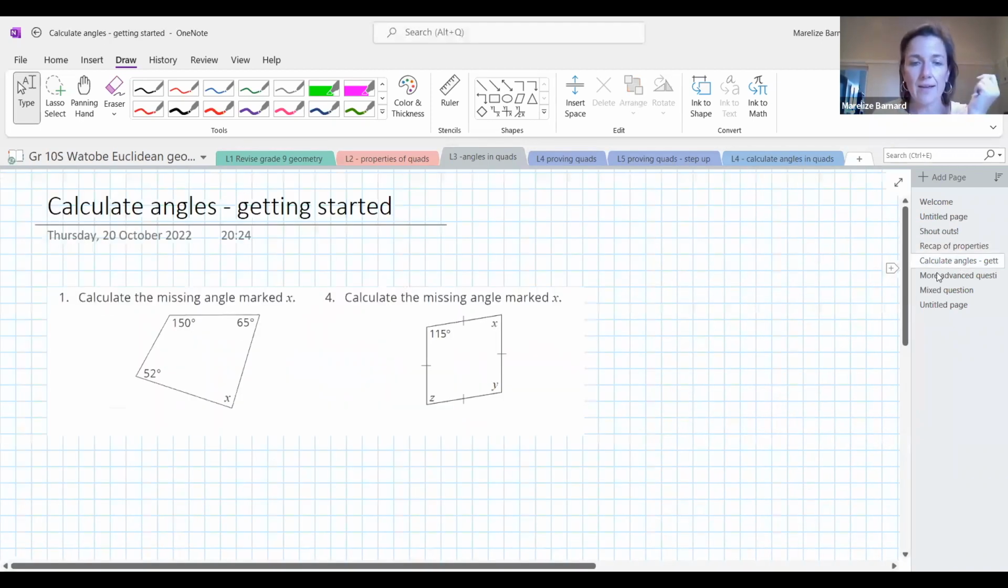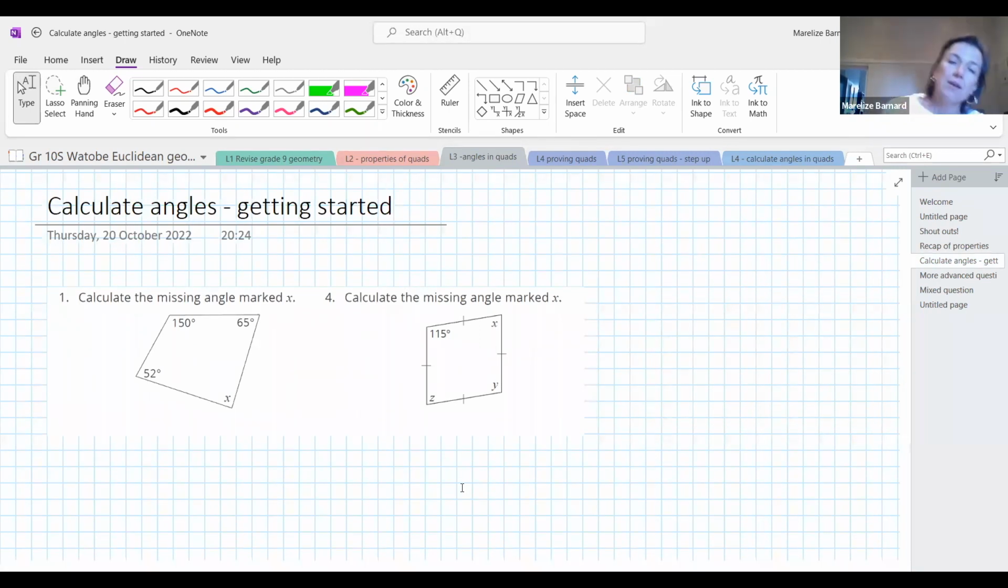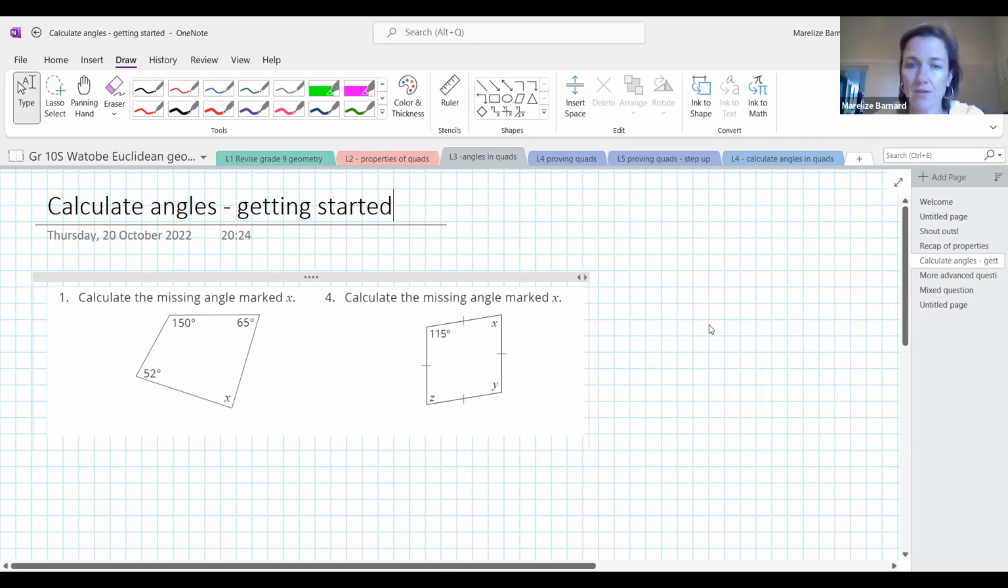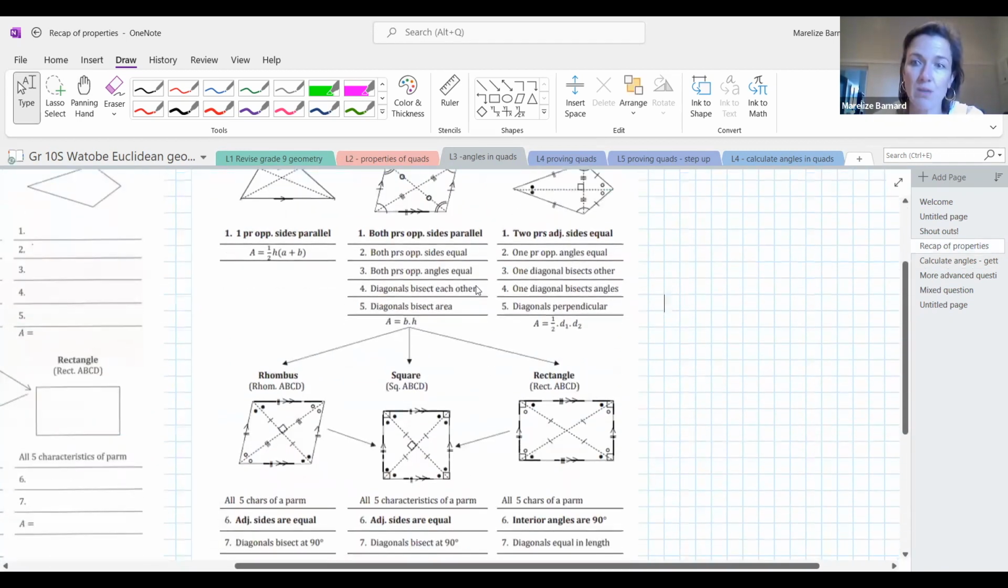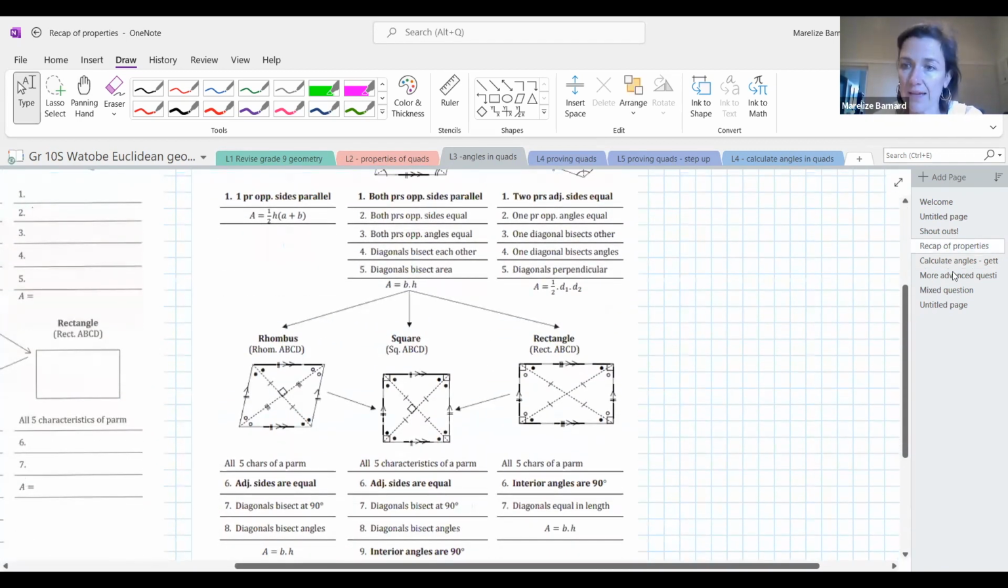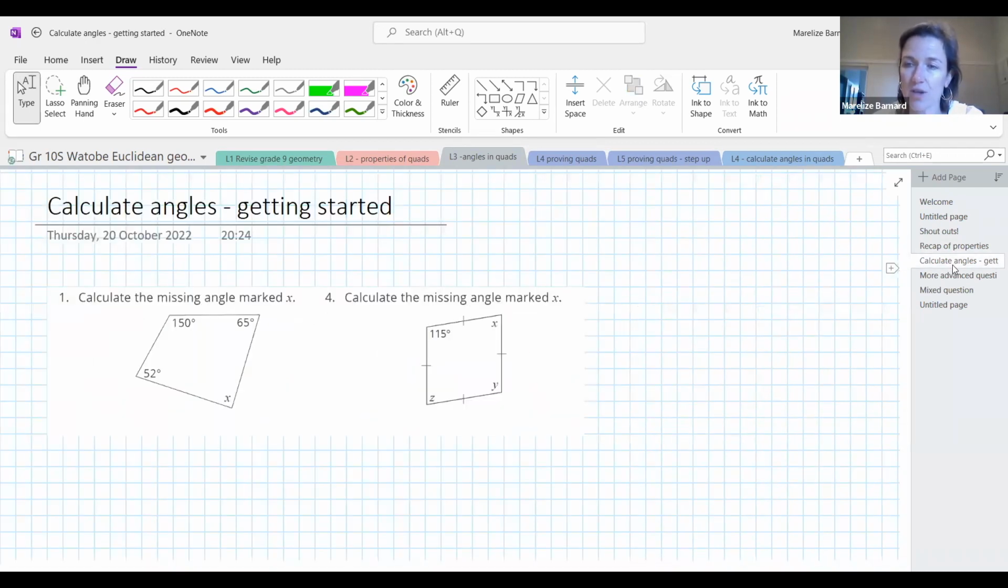Okay, let's start with this. And so that's what we're going to start doing today, is we're going to calculate angles in quadrilaterals using their properties. So we'll keep coming back to this diagram if we need to, but hopefully you just know it now that you've seen it once.